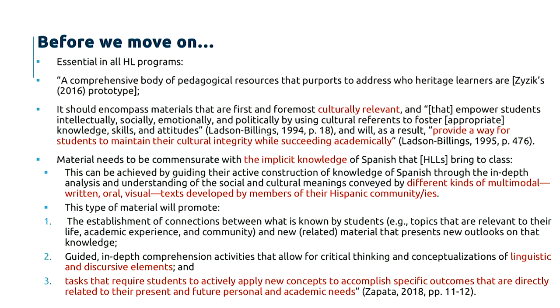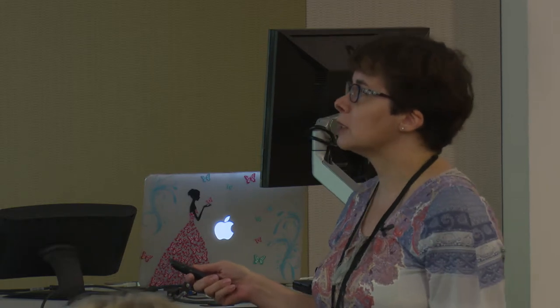And so we want to be able to include culturally relevant material, but we also want to include materials that are going to be appropriate to develop the knowledge and the skills that we want them to develop. We want our students to maintain their cultural integrity, but we also want them to succeed academically. So we have to take into account what their academic needs are, okay? And they are going to be different.